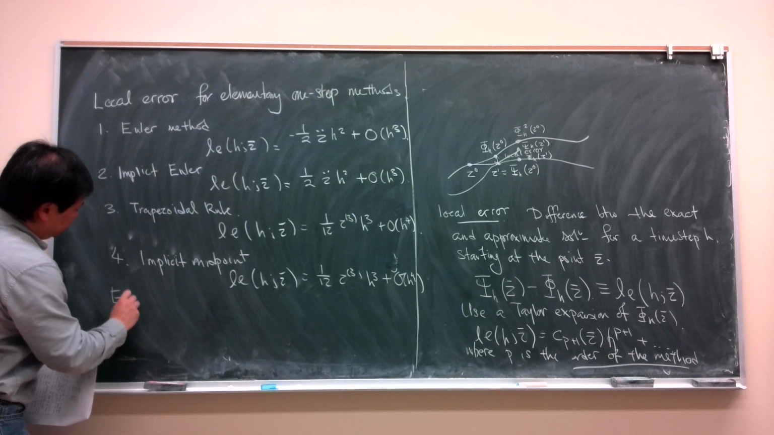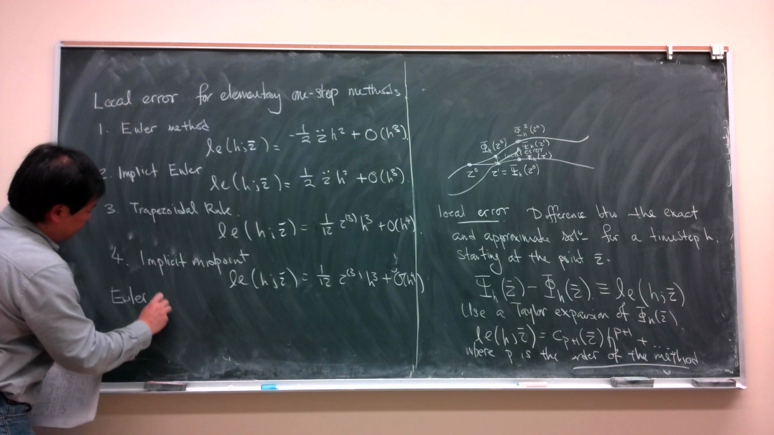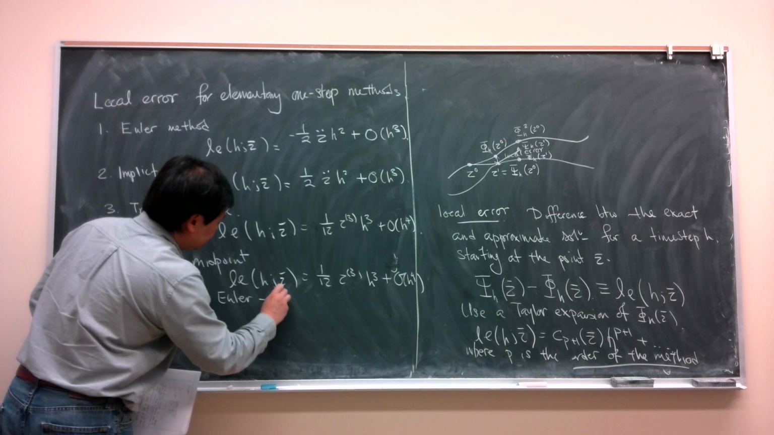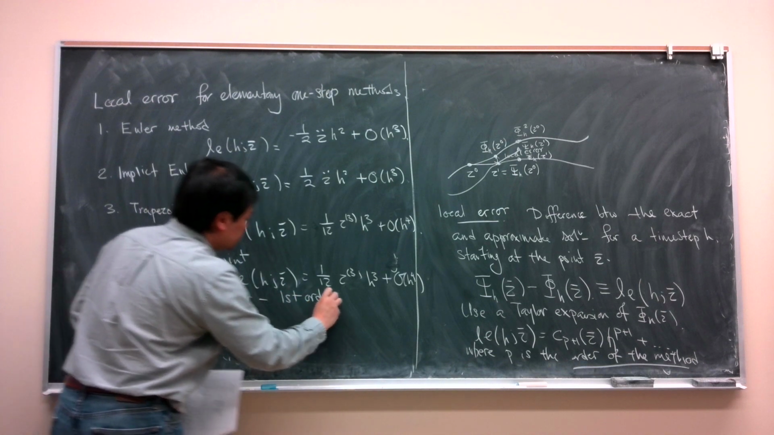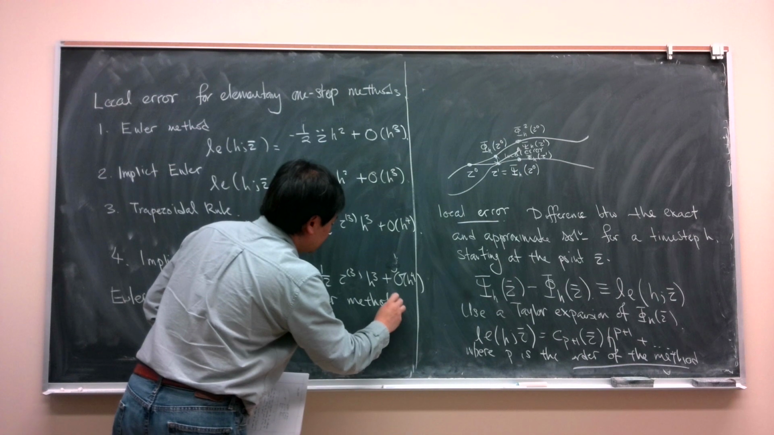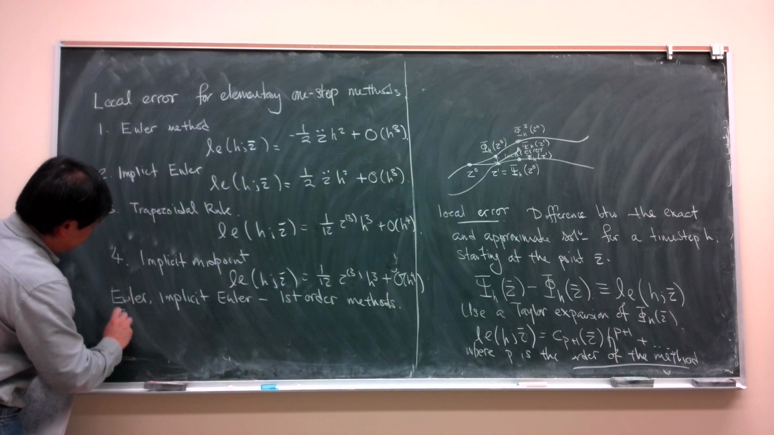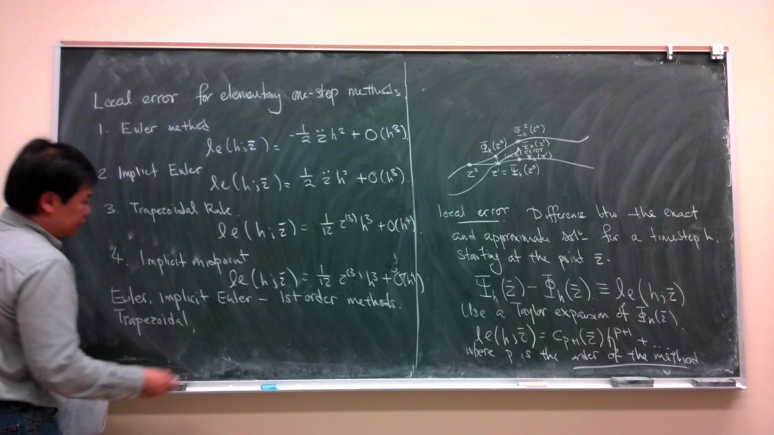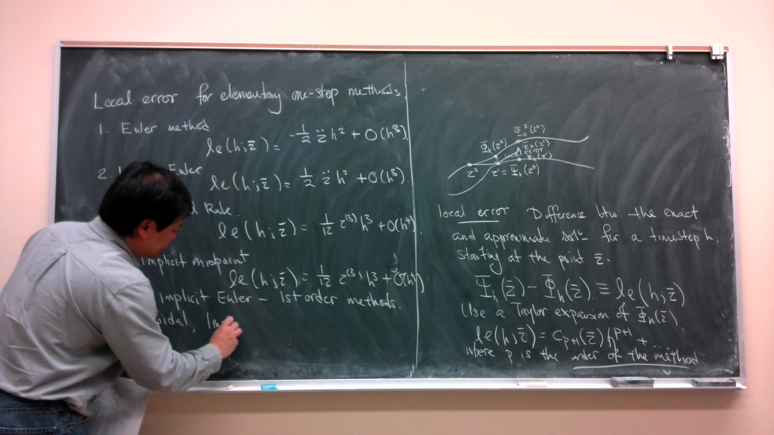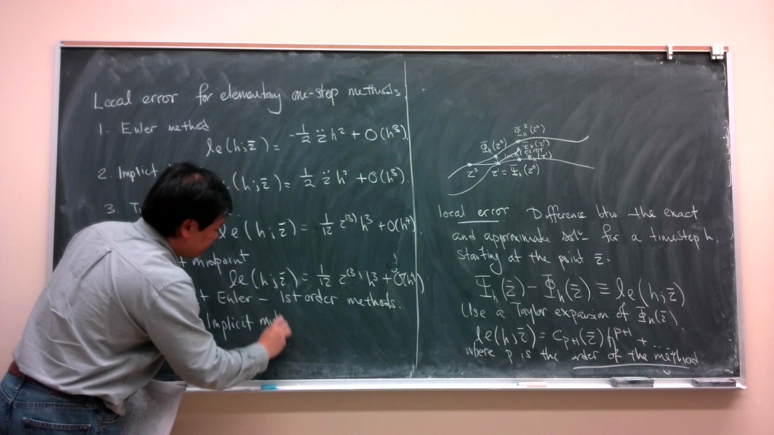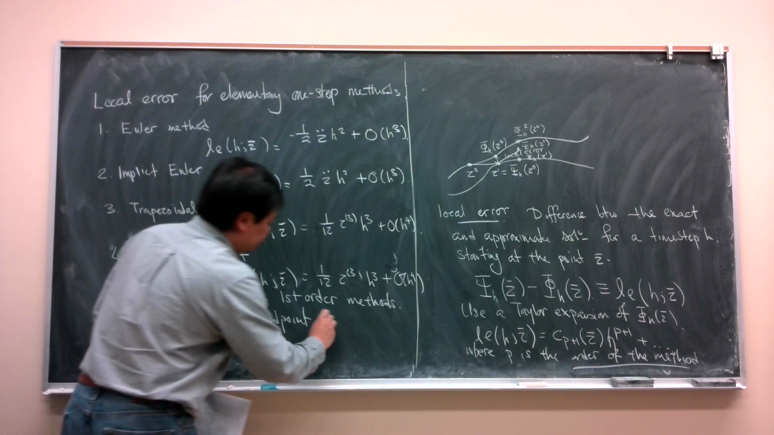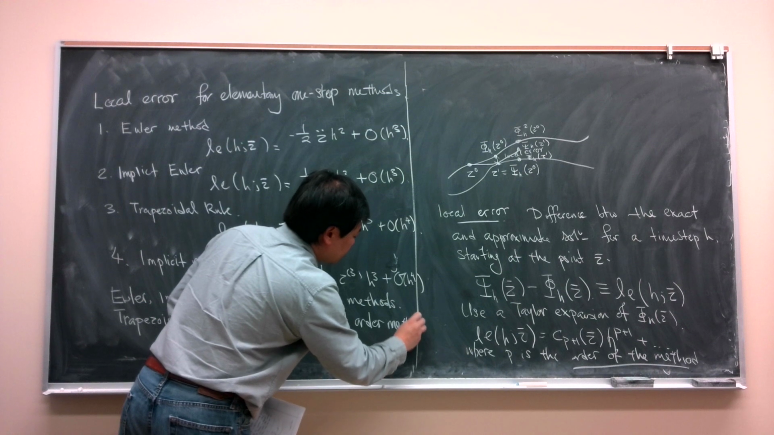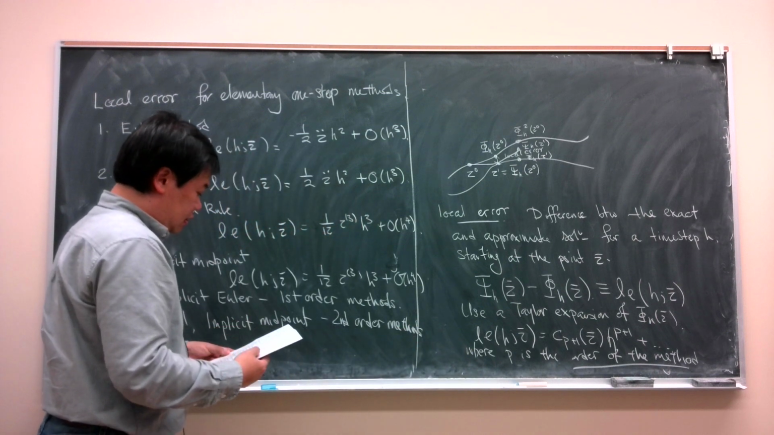So Euler and implicit Euler are first order methods, and trapezoidal and implicit midpoint are second order methods.